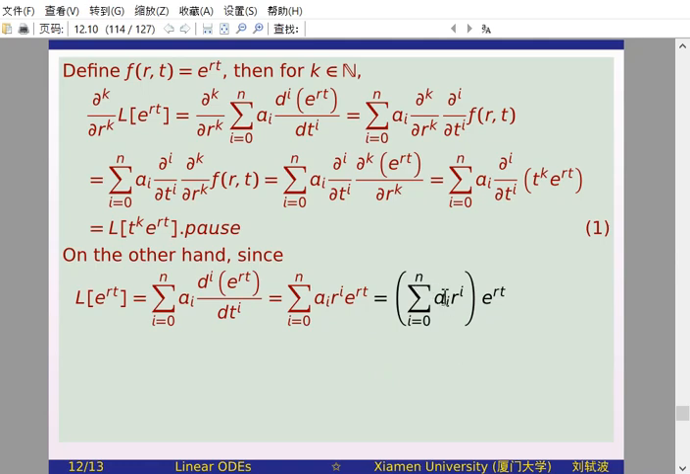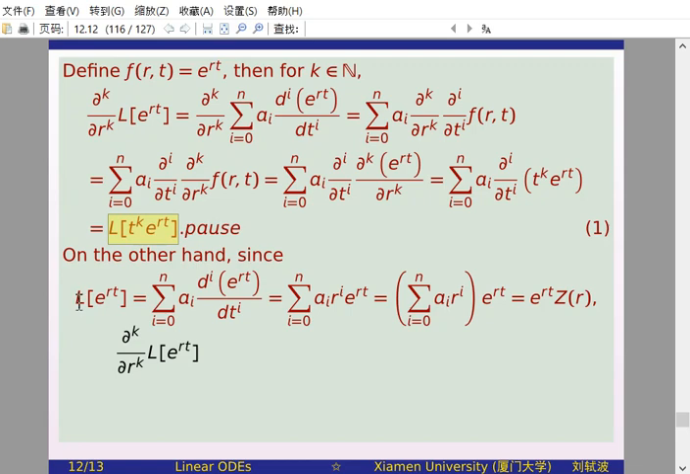And the summation here is precisely our characteristic polynomial, Z(r). So we get this result: L(e^{rt}) equals e^{rt} Z(r). So we compute the derivative. Previously, we already computed the derivative of L(e^{rt}) with respect to r, k times. Now we use the result, which is L(t^k e^{rt}). This is the one hand.